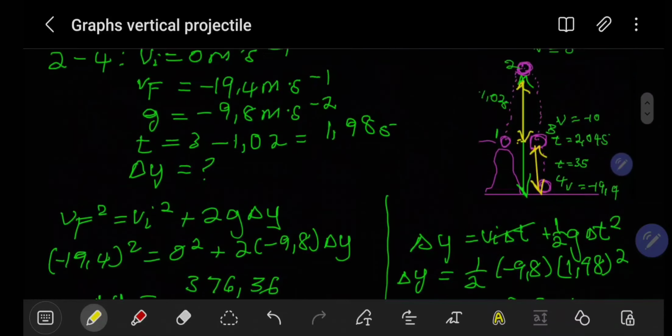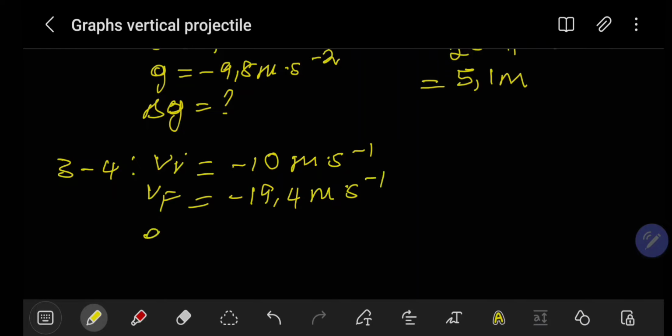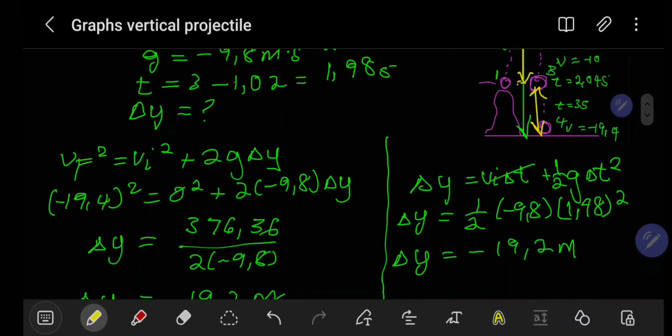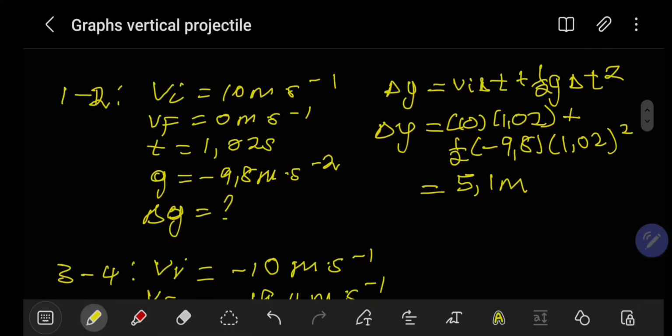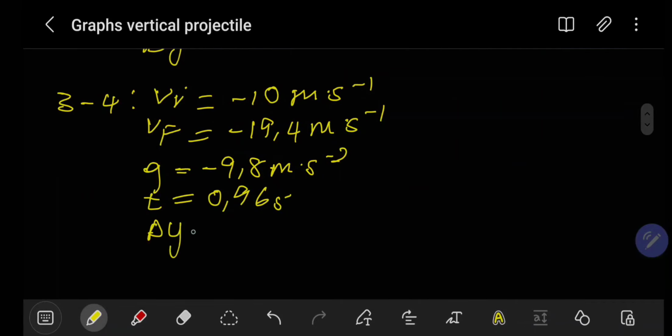The initial velocity we know there at point 3 is negative 10 meters per second, and the final velocity is negative 19.4 meters per second. Then we have our gravitational acceleration, negative 9.8, which is a constant. And then we have the time, which is 3 minus 2.04. That gives you 0.96, so our time is 0.96 seconds.